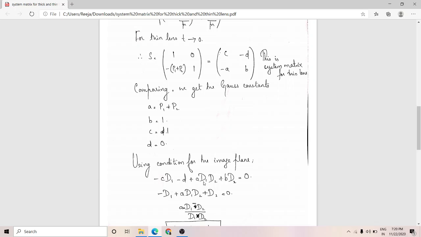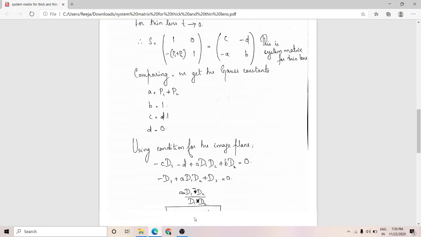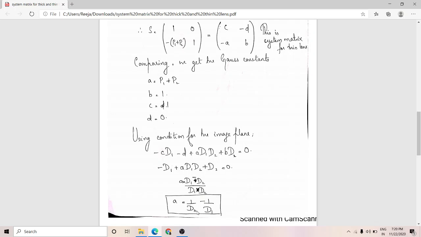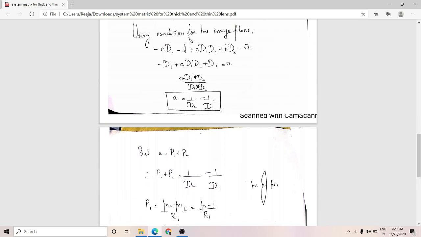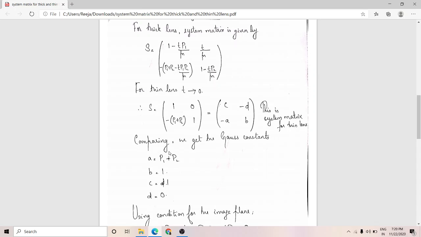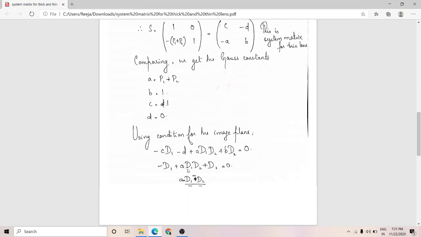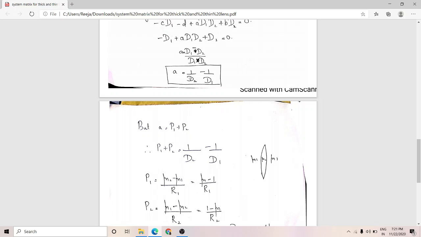You substitute for A, B, C, D here. The Gauss constants that you obtain for the thin lens are substituted here, and you get small a is equal to D1 minus D2 by D1 into D2. I think it's already known to you that D1 is our u and D2 is our v, the image distance v. Now, small a is equal to P1 plus P2, that we have already written down from our equation for the system matrix. But now we have got small a is also equal to 1 by D2 minus 1 by D1. So equate both these: P1 plus P2 is equal to 1 by D2 minus 1 by D1.